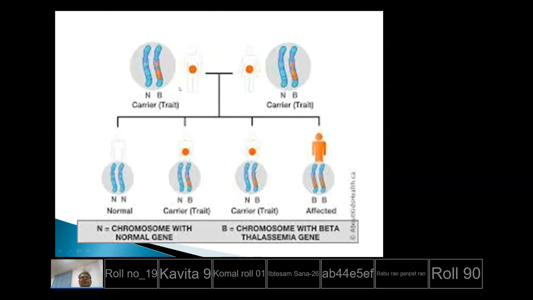If both parents are carriers, this is the normal gene, which is the beta thalassemia gene. This is the normal chromosome with the beta gene. So both are carriers, and their offspring are: one child is normal, two are carriers, and one is affected, because here both chromosomes, both chains, in one pair, are affected.